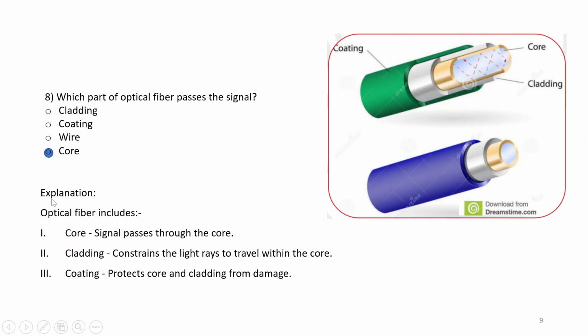So in case of optical fiber, it includes the core, through which the signal passes. So here also you can see the light is passing through it, and cladding is the higher refractive index material, so it constrains the light rays to travel within the core. Coating protects the core and cladding from damage. This coating will be protecting this fiber.